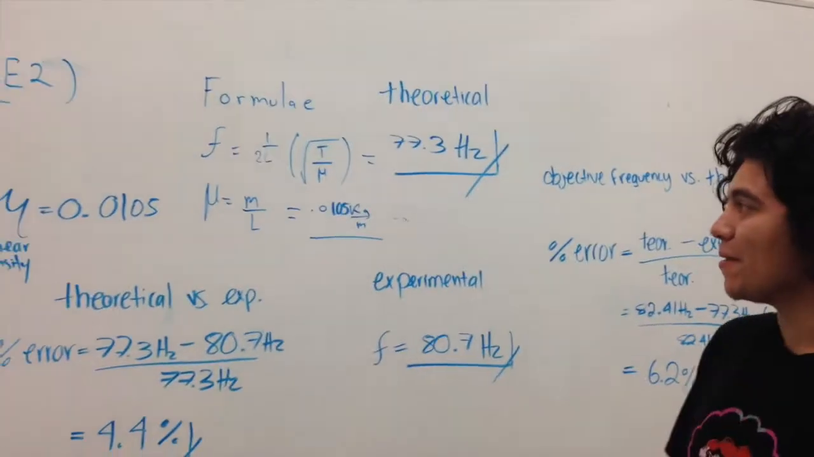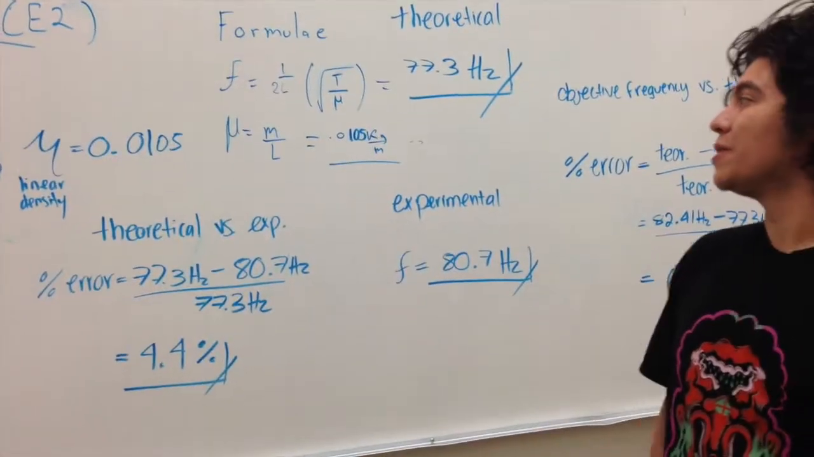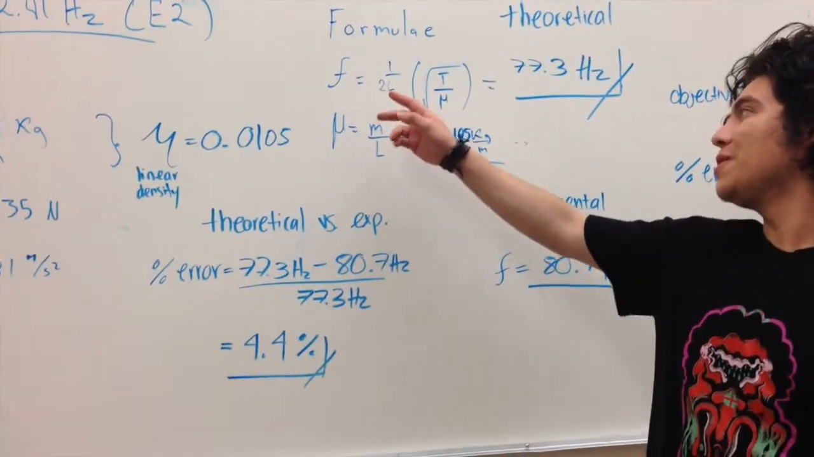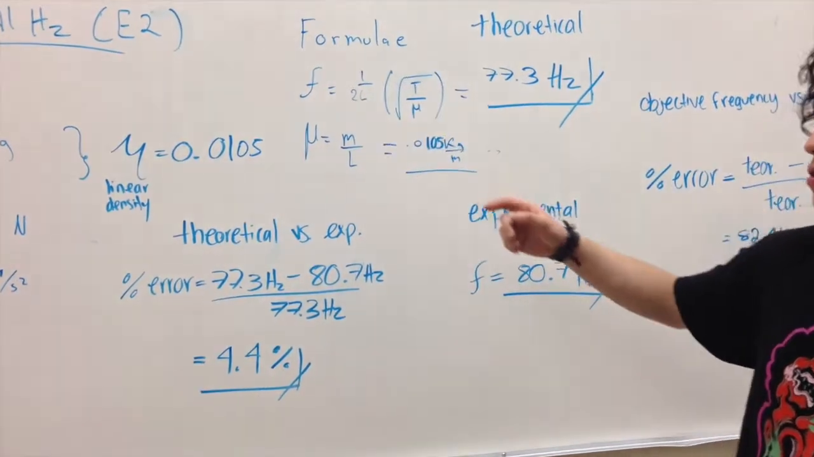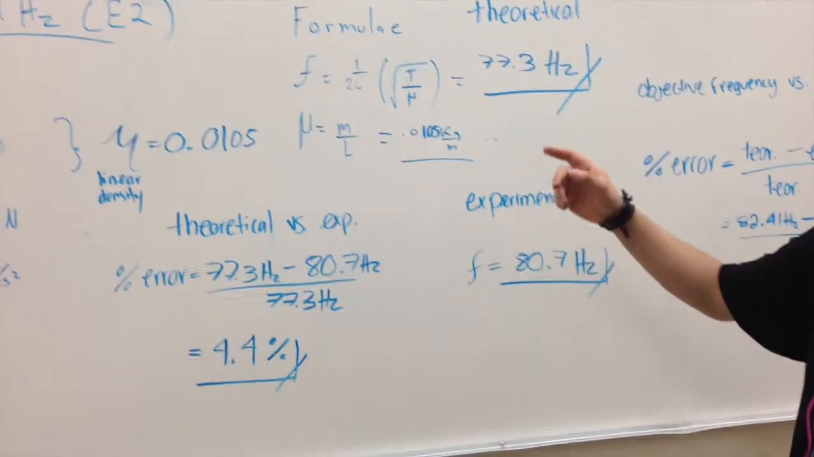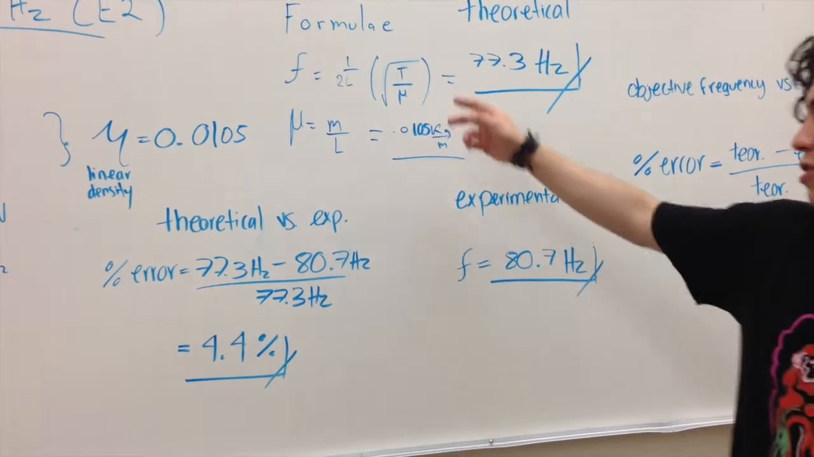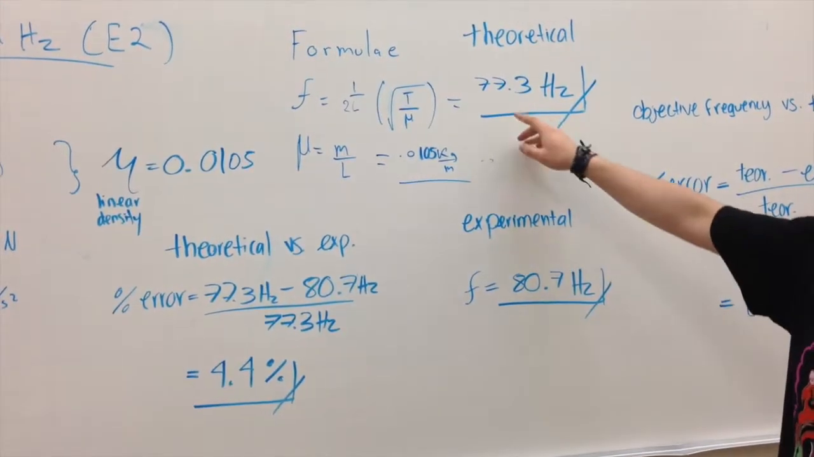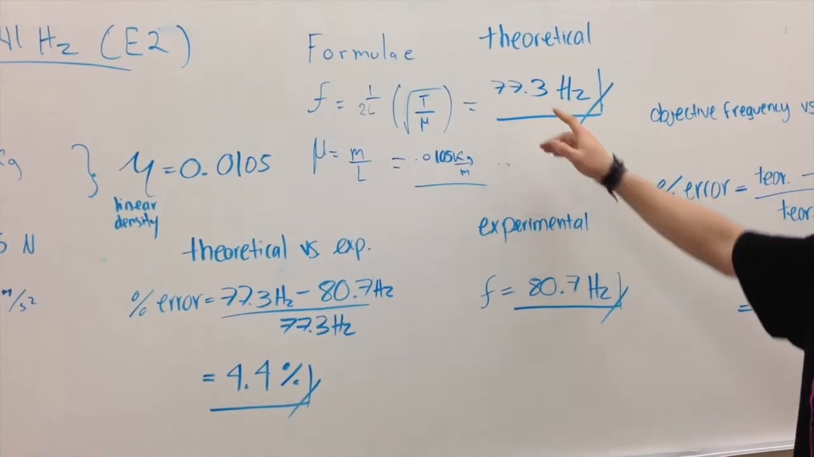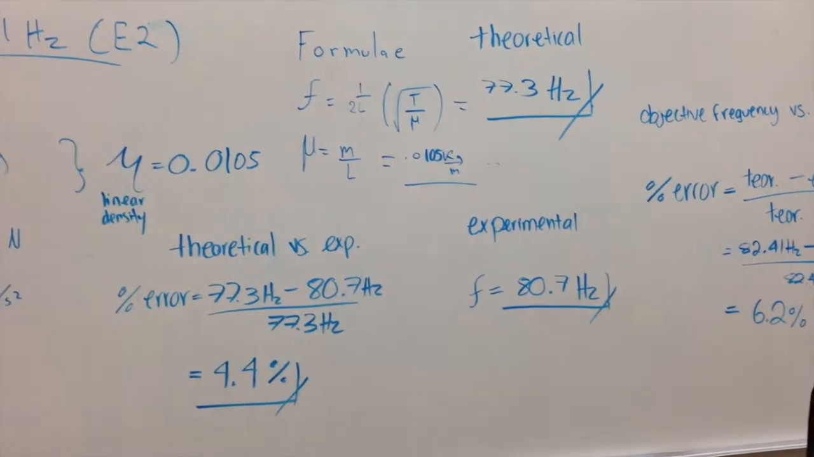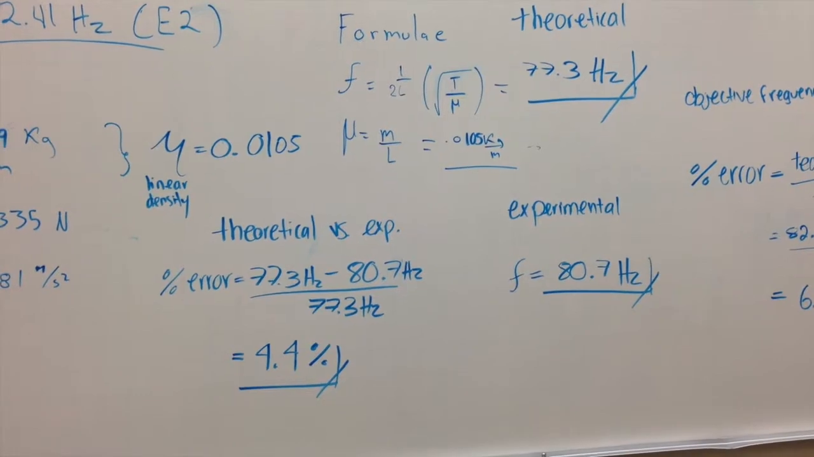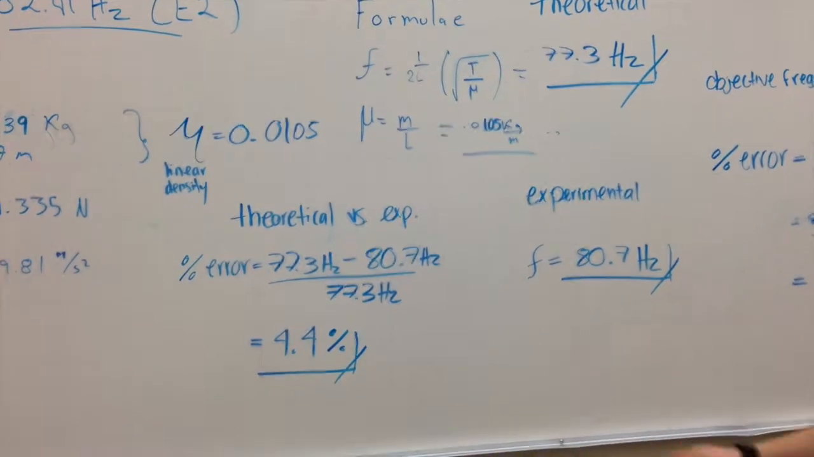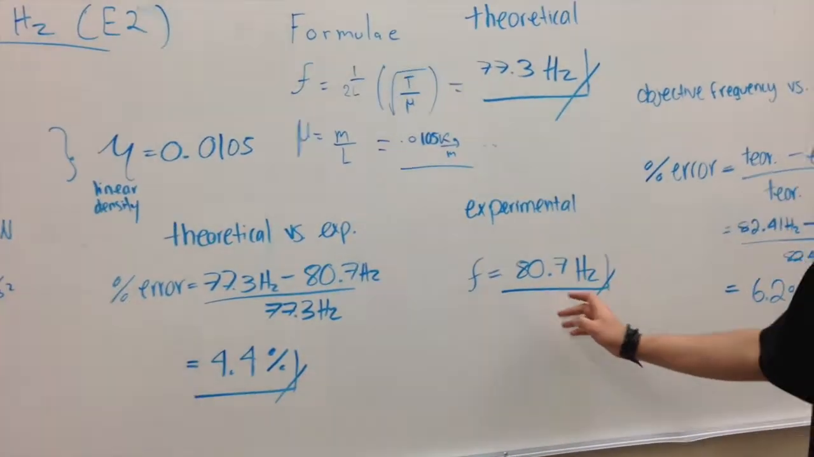To obtain the theoretical frequency, we use the formula of frequency equals 1 over 2 times length, times the square root of tension over mu, and that gives us as an answer 77.3 Hertz. For that, we compared it to an experimental frequency that was 80.7 Hertz.